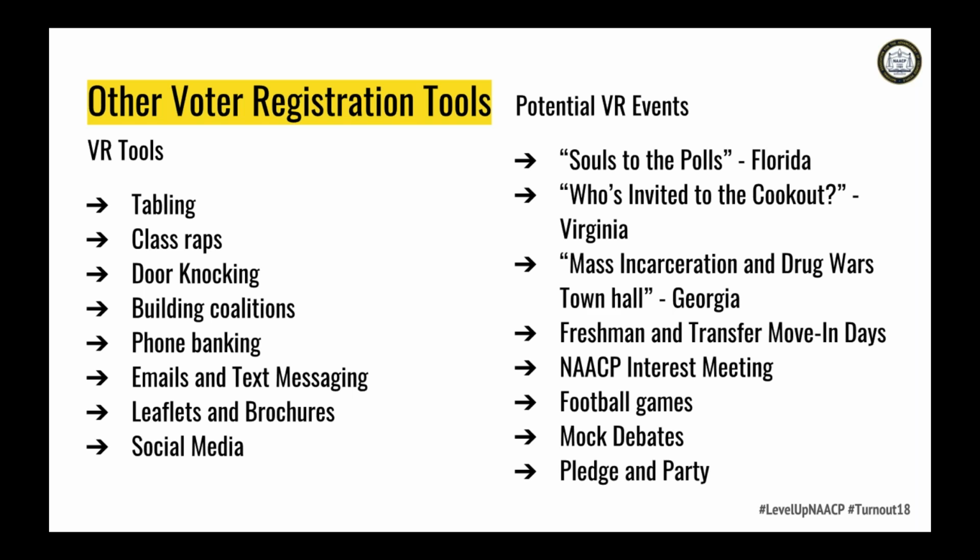And also build membership, all right? Maybe there's people who want to also be part of your organization but are part of another organization, and so they can see where the work intersects with one another. Again, like I said before, phone banking, you want to be sending emails out, text messages, right? I told you about the text messaging services that we have at the NAACP. You want to be making leaflets and brochures that you can hand out to people. And again, I want to urge the use of social media. I'm seeing a lot of beautiful social media pages on our Instagram.